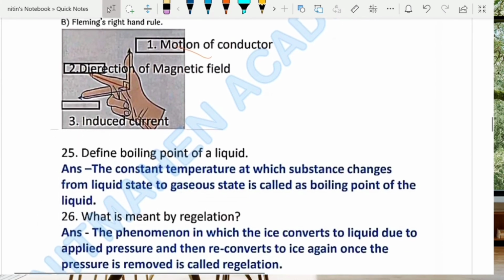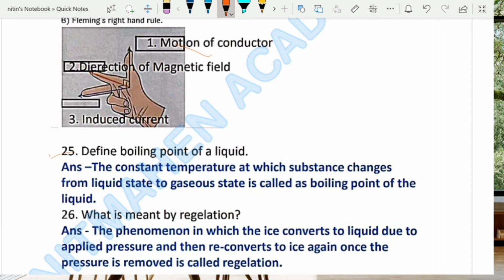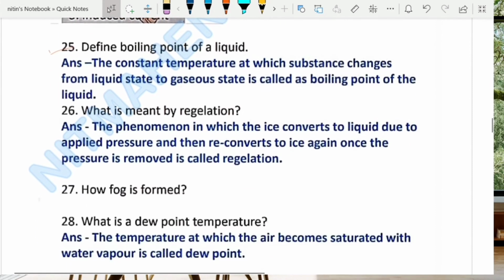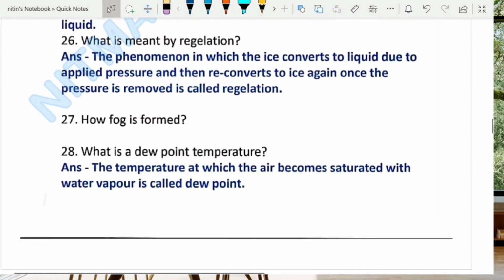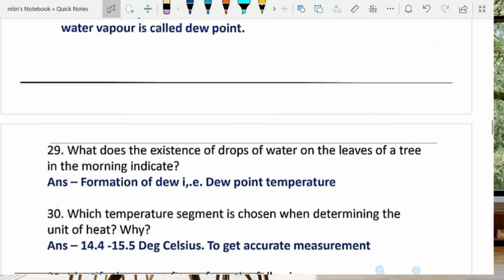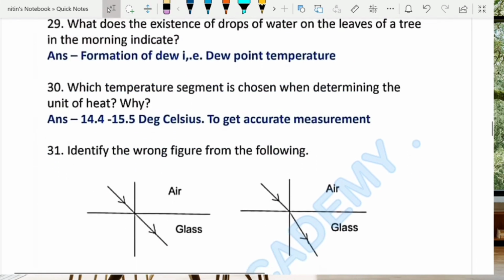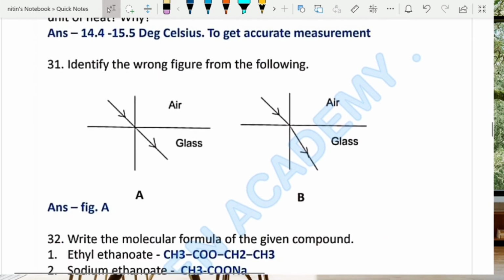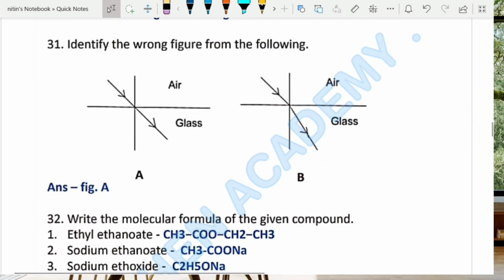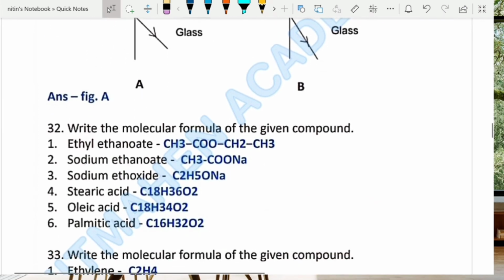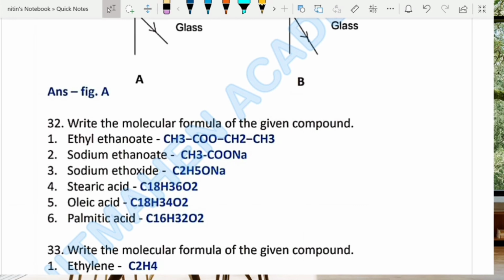25, define what is the boiling point of the liquid. Okay, see, be careful. How is fog formed? How does it happen? Next, formation of dew point. What is dew point? Identify this figure from the wrong figure. Write the molecular formula of the given compound. Ethyl ethanoate, sodium ethanoate is an IUPAC name structure. To write the IUPAC.